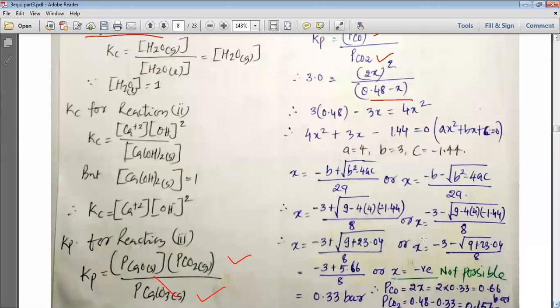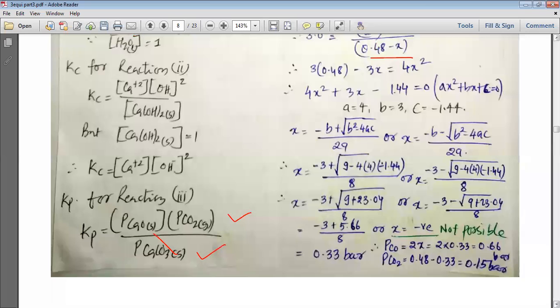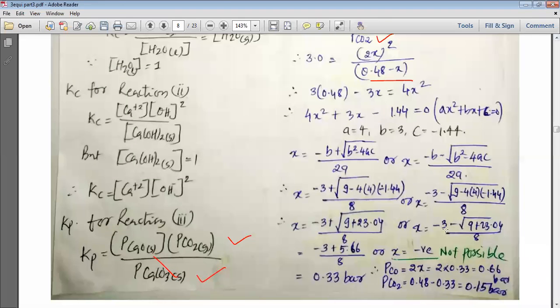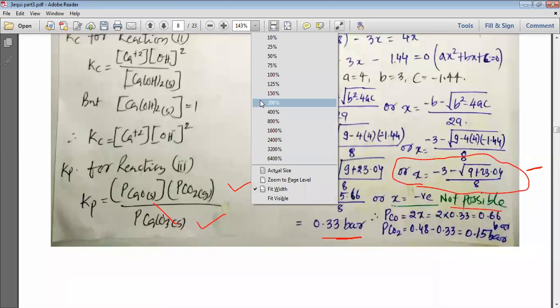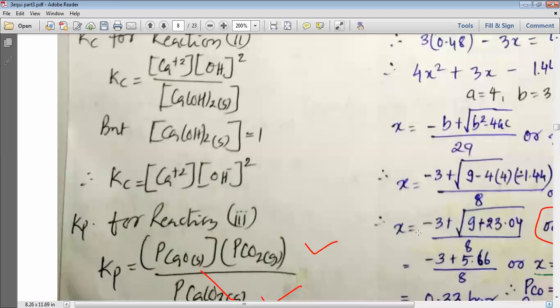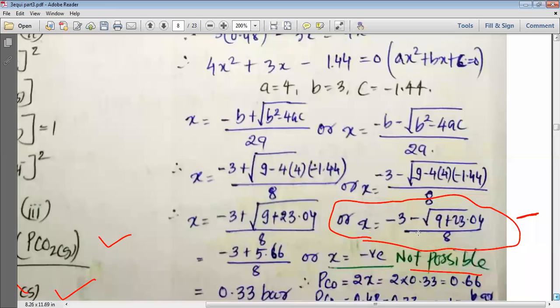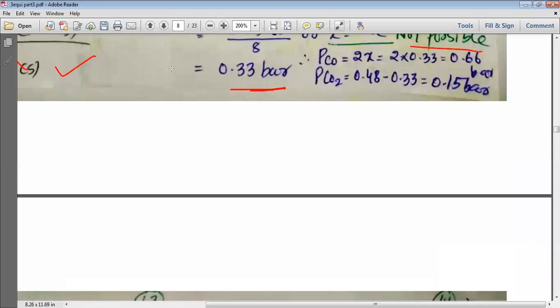By solving this equation using the various methods, we can find that the value of X is equal to 0.33 bar, or we can get a negative value of X. Now the value of the partial pressure can never be negative, and that is why we do not consider this negative value, but we consider this positive value for the calculation. And then, my dear students, we understand that the value of X that we get is 0.033 bar.